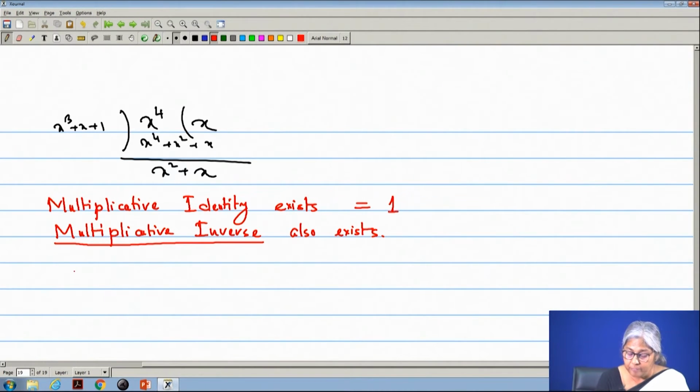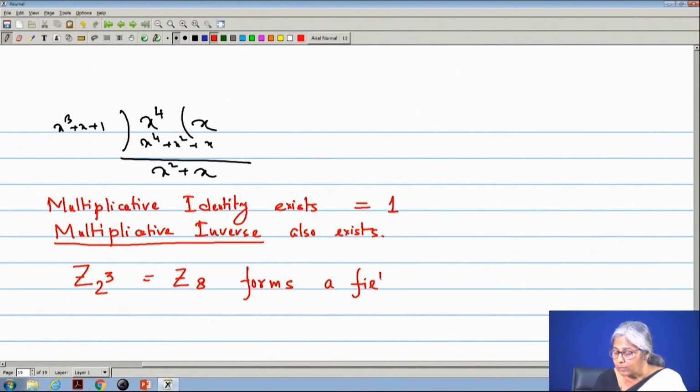So, what we see is that Z8, that means Z8 forms a field under modulo modular polynomial arithmetic.